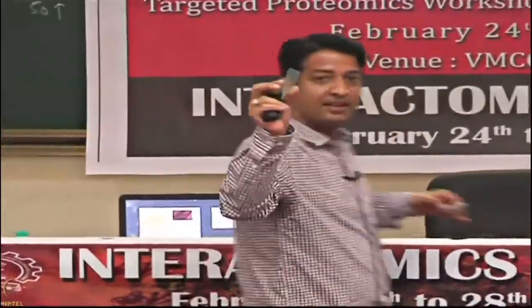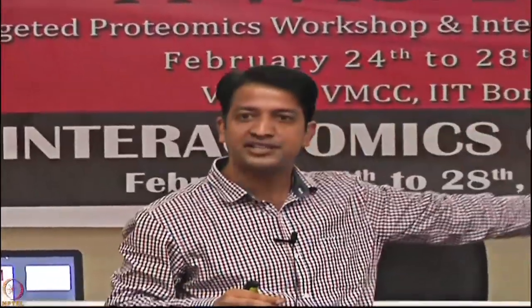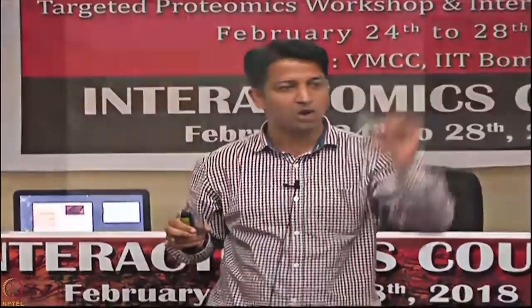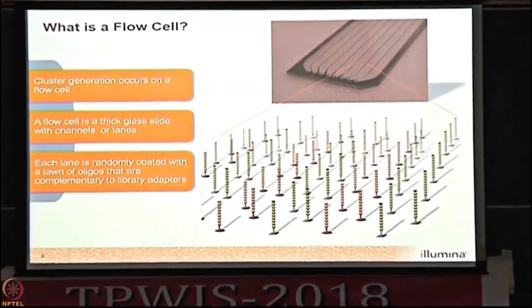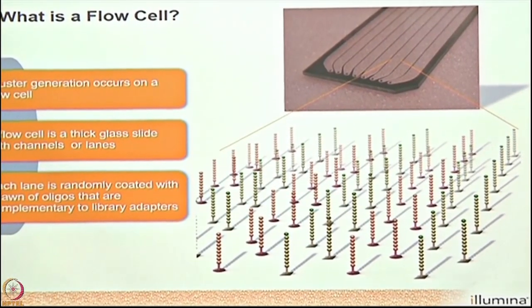This is the HiSeq flow cell, which is meant for sequencing the human genome, and this is the MiSeq flow cell, especially for targeted sequencing. It has eight lanes. It contains eight lanes, and it has a common lane. Why do we call it a flow cell? Because the sequencing happens with the help of flow of reagent into this flow cell.